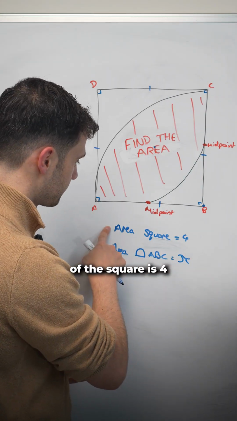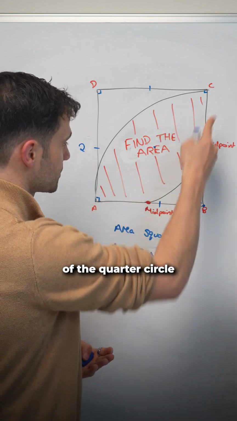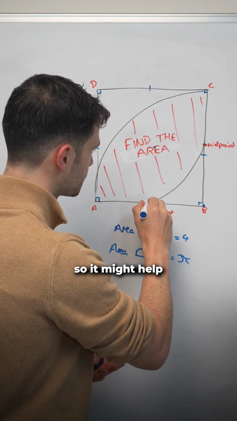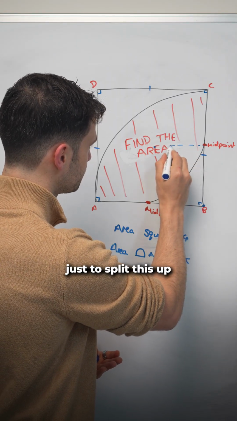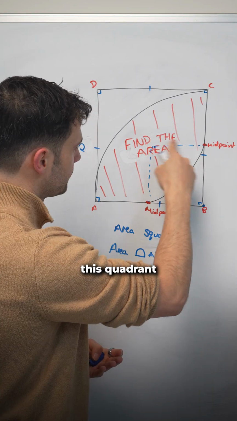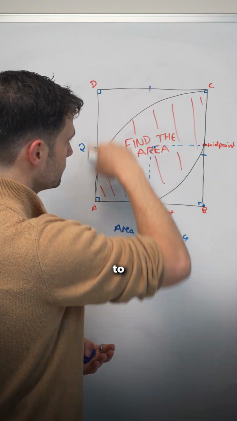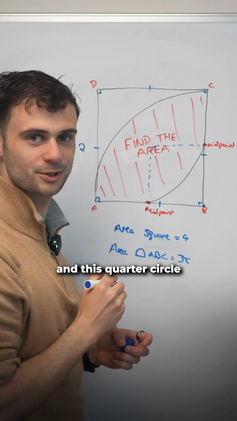So we know the area of the square is 4. We know the area of the quarter circle, including this part, is pi. We just need to find this area now. So it might help just to split this up. If we look at this quadrant of the overall square, it's actually quite similar to the whole square and this quarter circle as well.